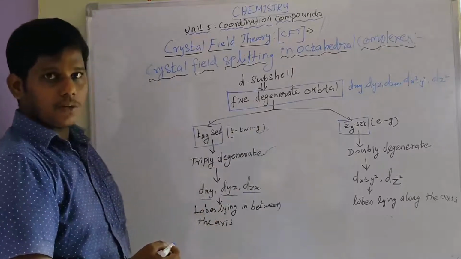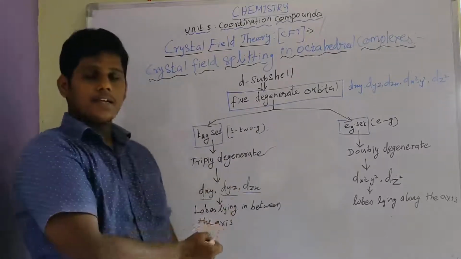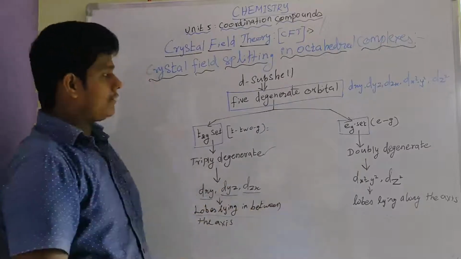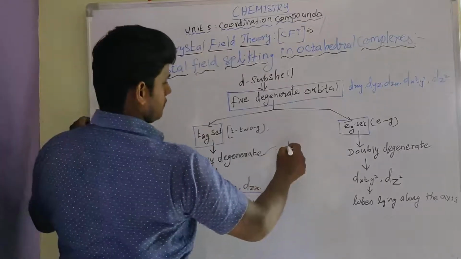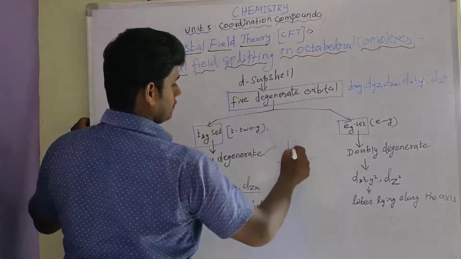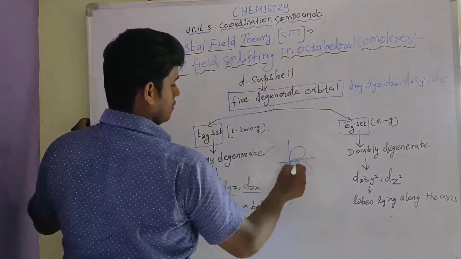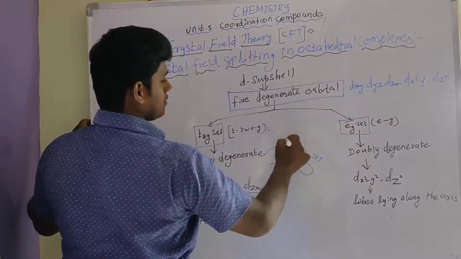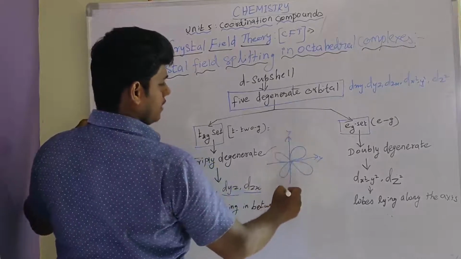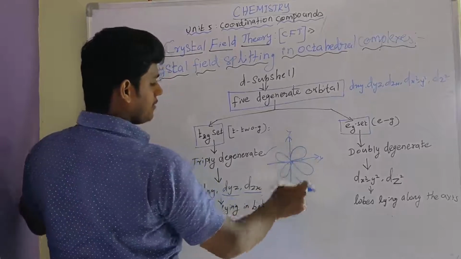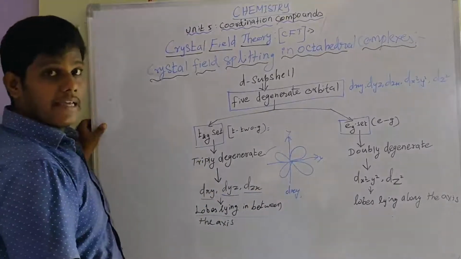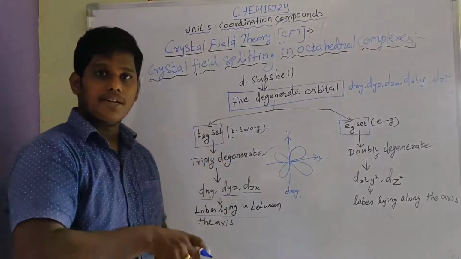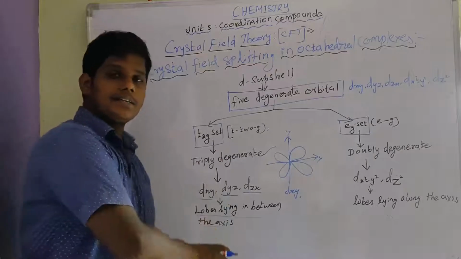The dxy, dyz and dzx orbitals have lobes lying in between the axes. Since they lie between the axes, the repulsion is very little, so the energy is decreased.